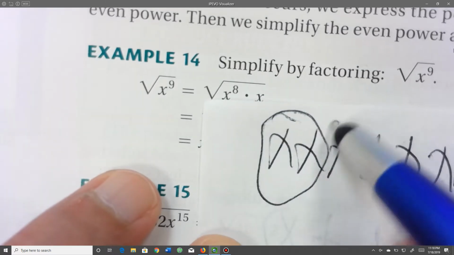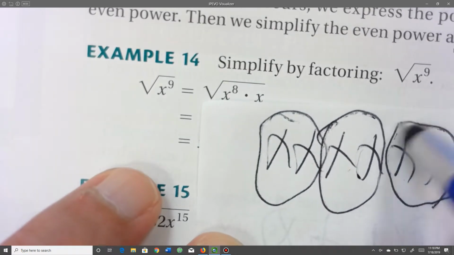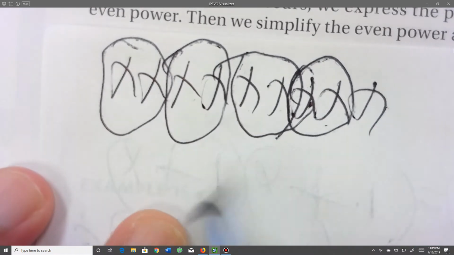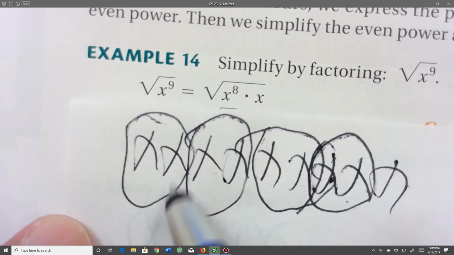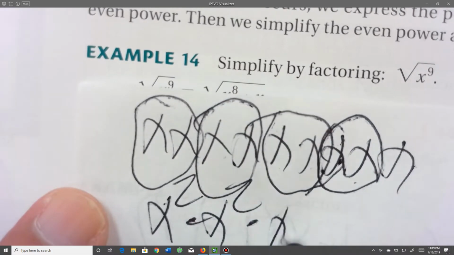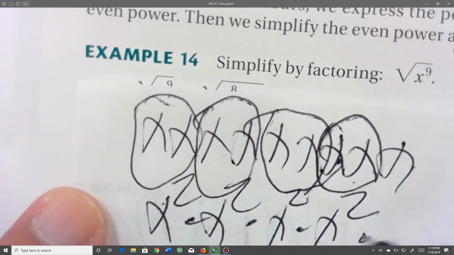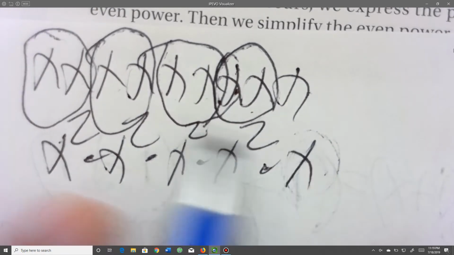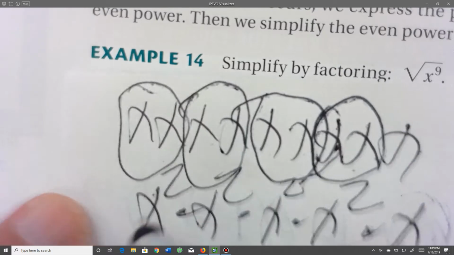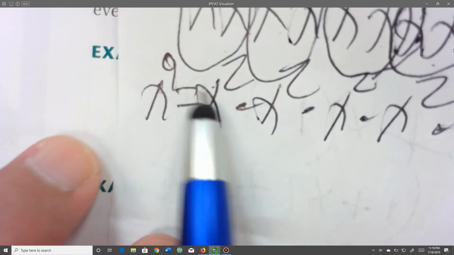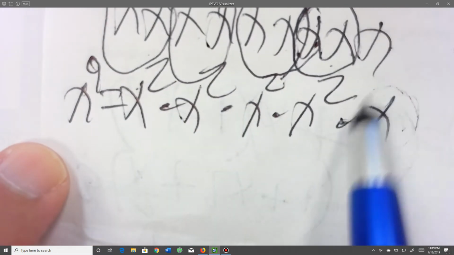Group them in 2's. See, I'm always going to have a variable remaining. Always, if I have an odd number as an exponent, this can be rewritten as x squared times x squared times x squared times x squared times x. So there is the variable remaining I was talking about. When you have odd exponents, x to the 9th is the same thing as this, with one x remaining.